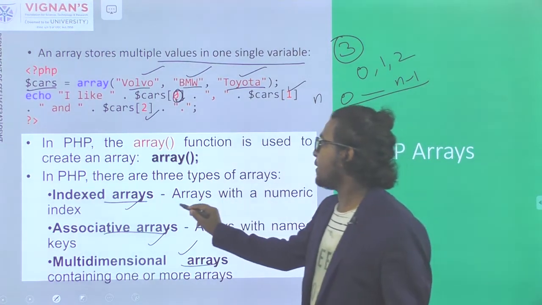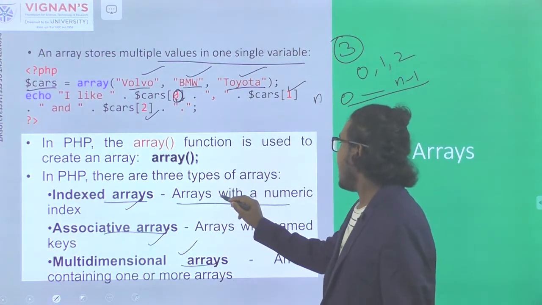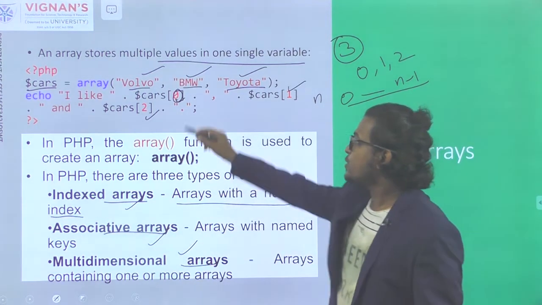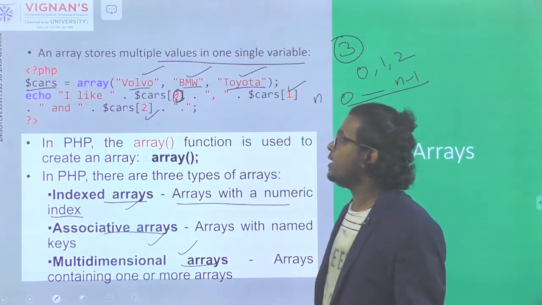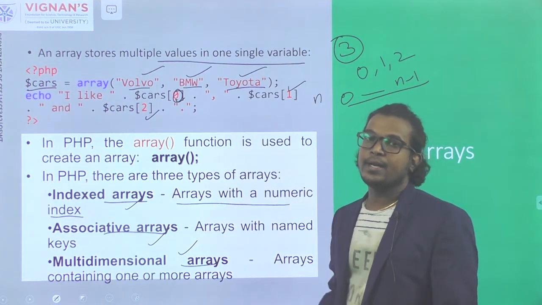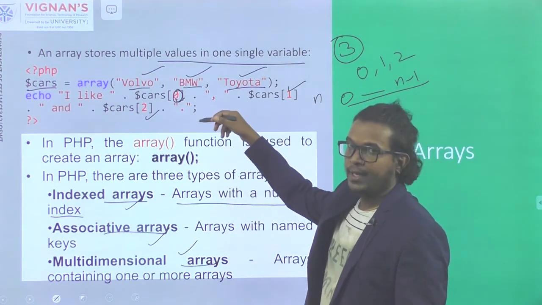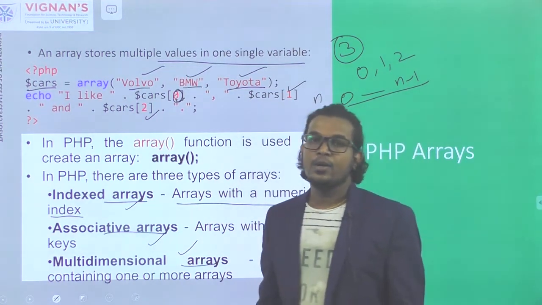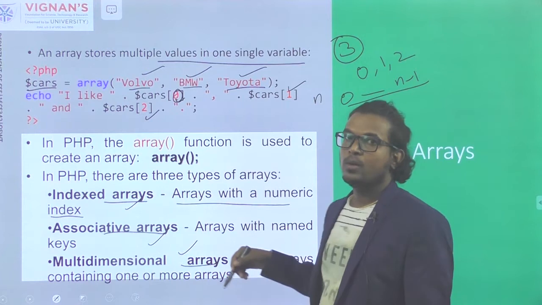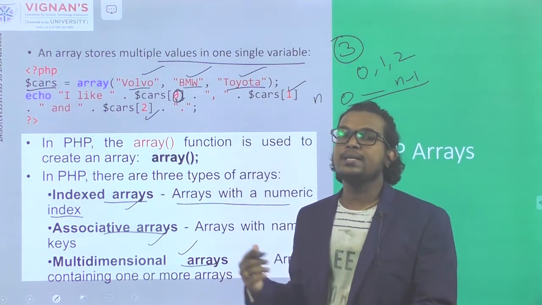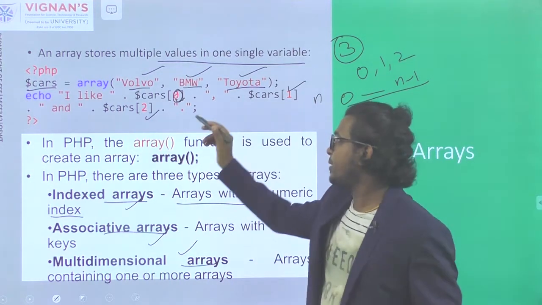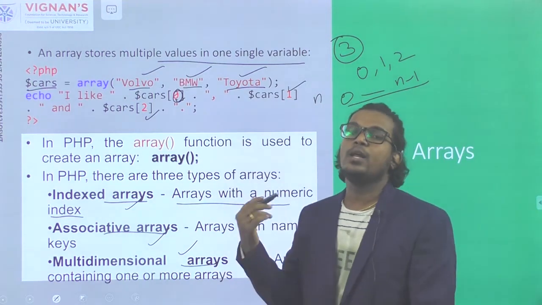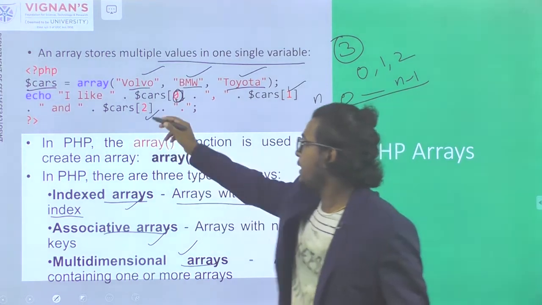So what is an indexed array? Arrays with a numeric index. For example, take this example. Our array name is cars, and we are creating an array with the help of the array function, passing our values: value 1, value 2, value 3. By default, index values are created automatically for that array. That is called a numeric array, or an indexed array.